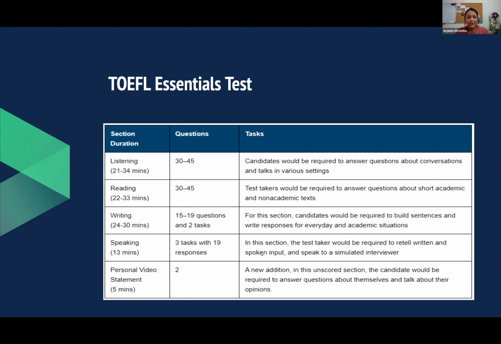So the TOEFL essential is also similar to the traditional regular TOEFL, except there is one addition. That new addition is a personal video. You will have to also add a 5 minute personal video in which you will discuss about yourself and your opinions. So it's a short video, depending on, you know, the questions they give, but it's basically about you and your study, schools, and opinions.